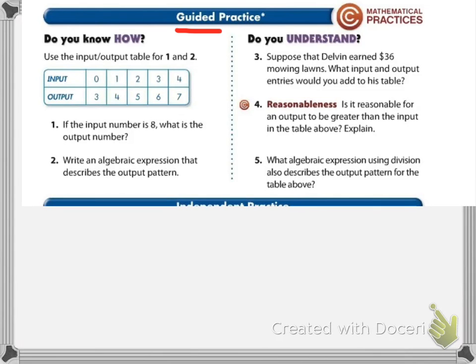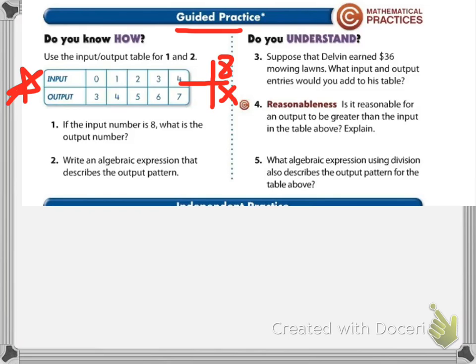Let's try the guided practice and use the input and output table to answer questions 1 and 2. The question for number 1 is, if the input number is 8, what is the output number? We have that missing, right? So for 8, what is the output? We'll put x for output. We've got to try to find a pattern.